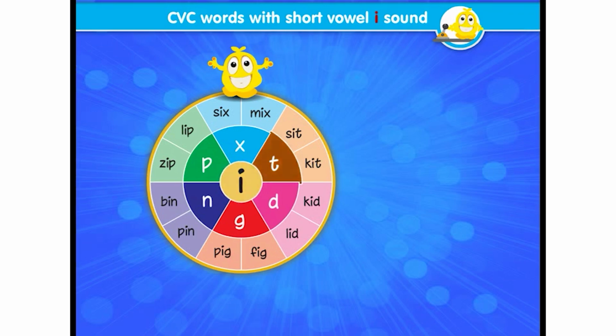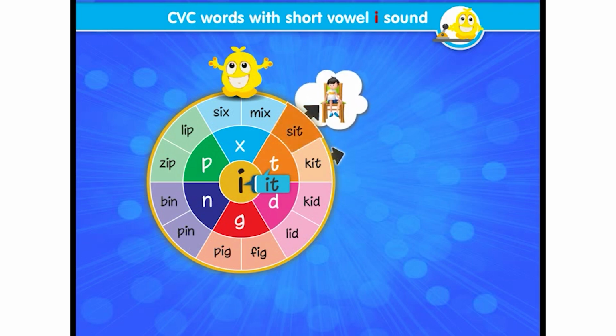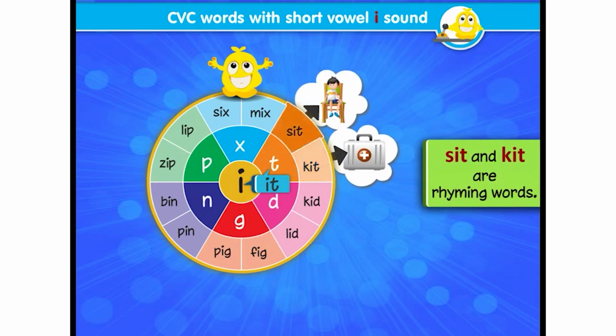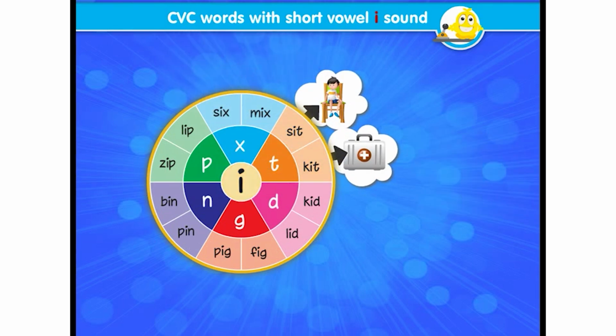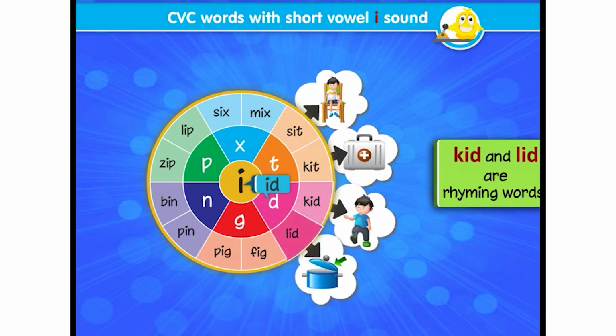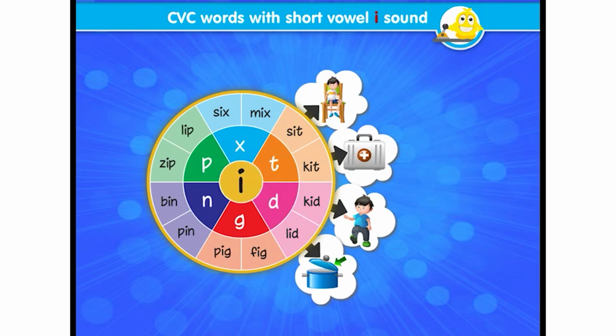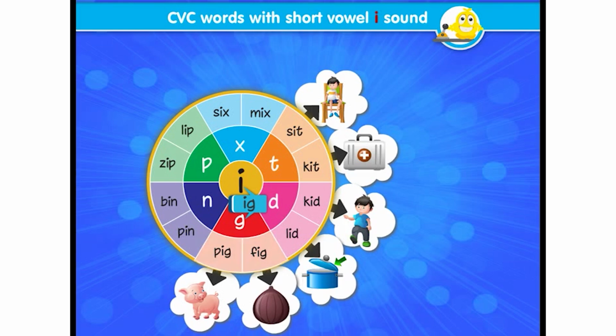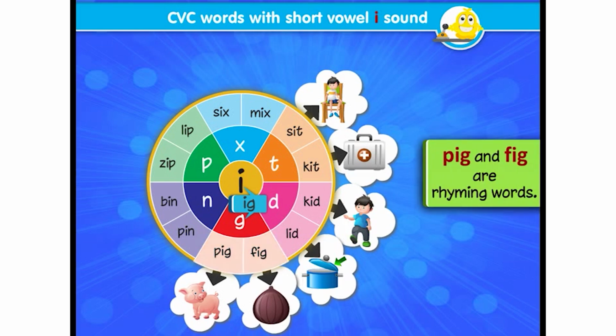I and T makes it, as in sit and kit. Sit and kit are rhyming words. I and D makes id, as in kid and lid. Kid and lid are rhyming words. I and G makes ig, as in pig and fig. Pig and fig are rhyming words.